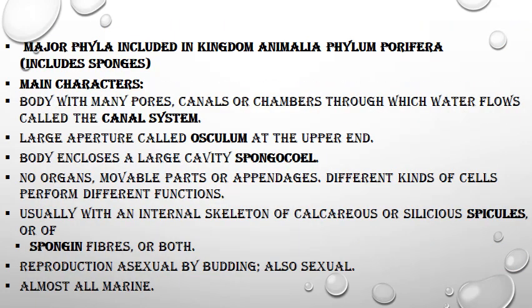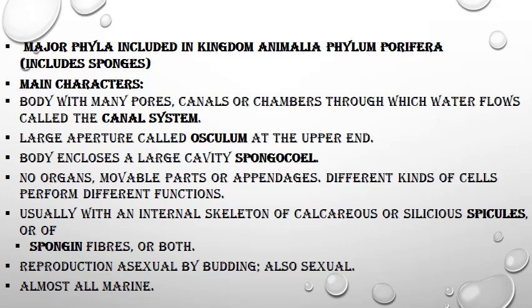So, major phyla included in kingdom Animalia: phylum Porifera includes sponges. Main characters: body with many pores, canals or chambers through which water flows called the canal system. Large aperture called osculum at the upper end. Body encloses a large cavity, spongocoel. No organs, movable part or appendages.